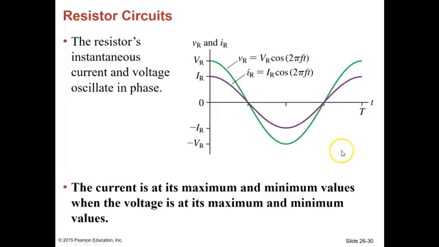Okay, so here is a good graph. This will show you how the voltage and the current are related. The resistor's instantaneous current and voltage oscillate in what we call phase. So when my current is at a max, so here we're at a max, my voltage is also at a max. And when they're both at a minimum, they're both here, and then they both cross the zero line at the same time. So the current is at maximum and minimum values when the voltage is at maximum and minimum. That's a really important part of this. We just want to make sure we see that voltage and current are always in phase. So they follow the same path.